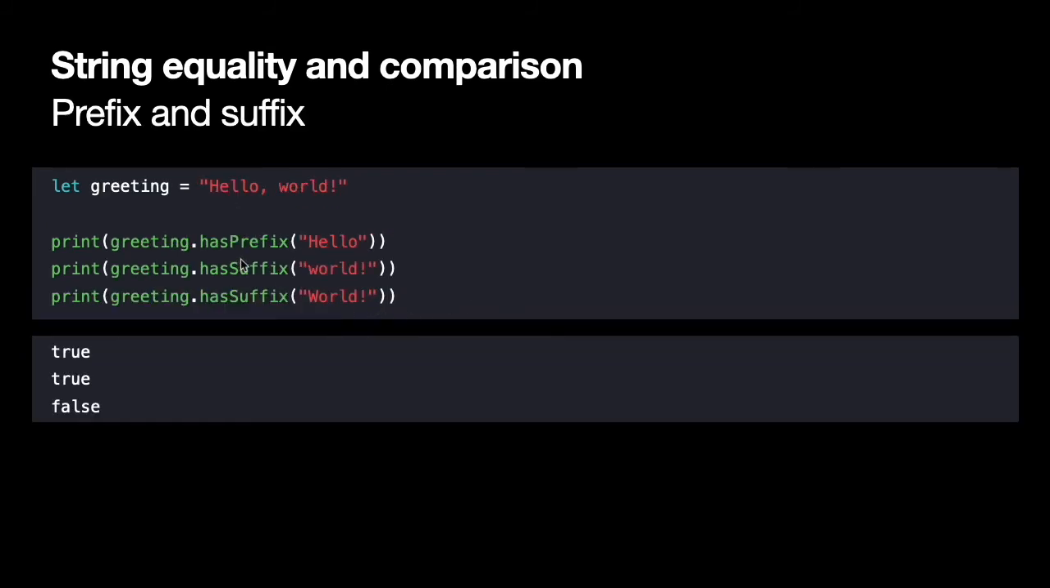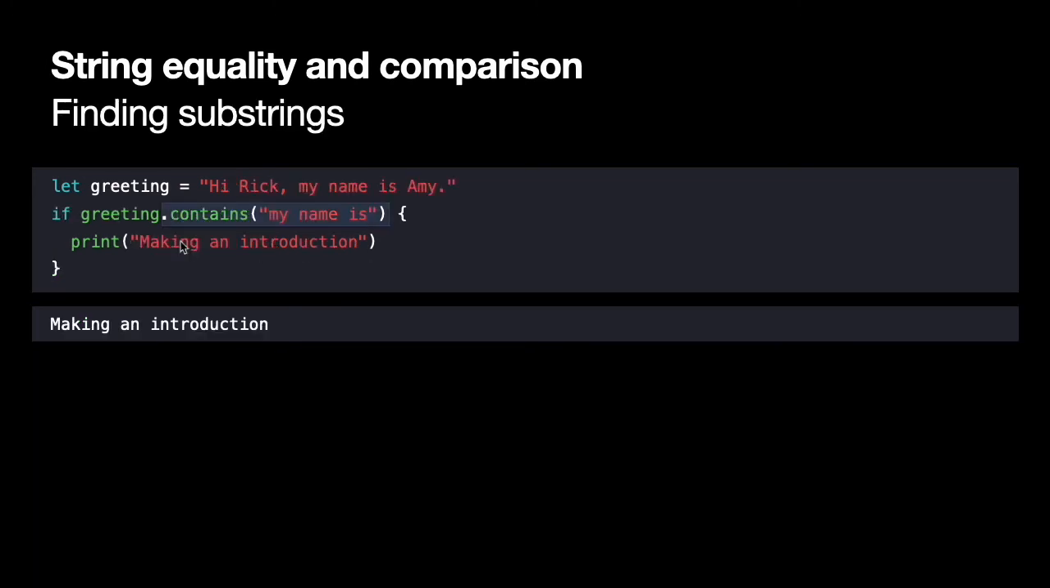Strings have a has prefix and a has suffix method, so here we have a string constant, and we can test if the prefix is hello, if the suffix is world lowercase, or if the suffix is world uppercase. In the last case, that would be false. We can use the contains method on a string to see if the string contains a substring, and if it does, it will return true. If it does not, it will return false.